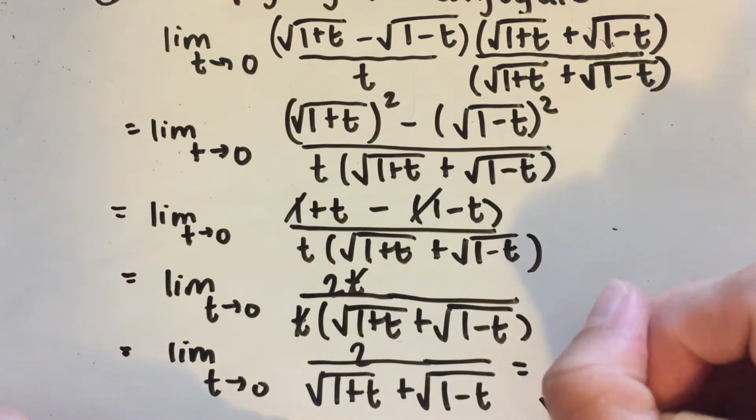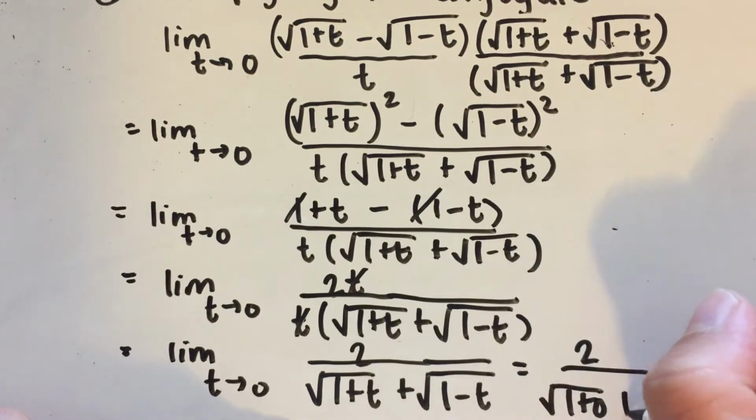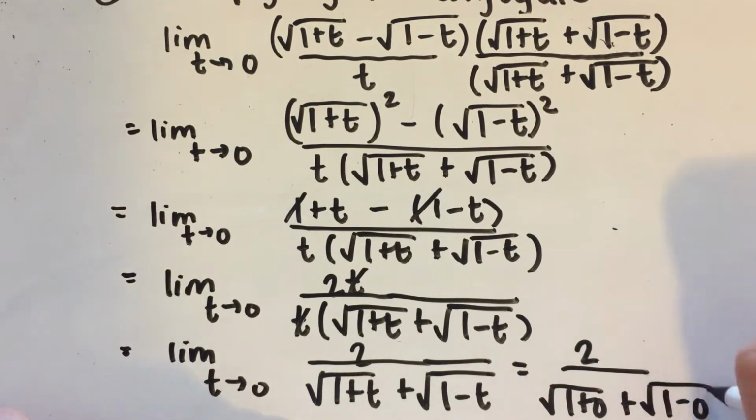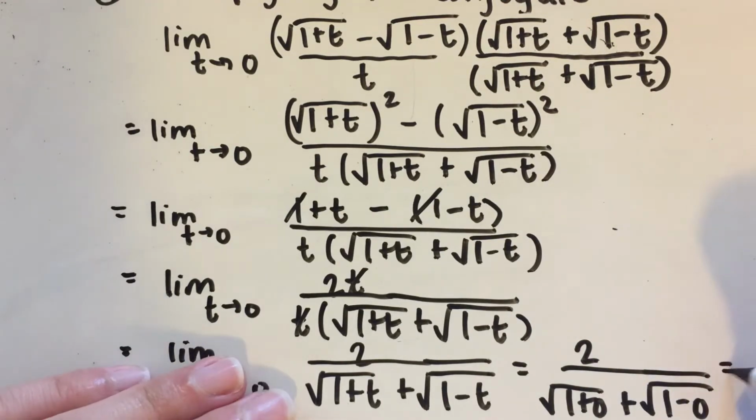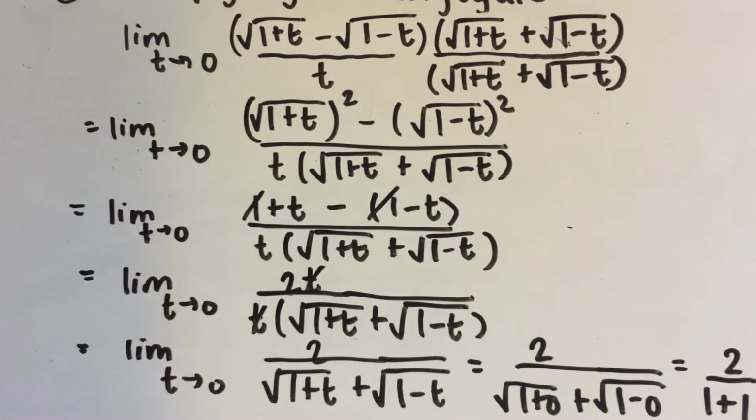So we get 2 over the square root of 1 plus 0 plus the square root of 1 minus 0. So this is 1 and this is 1. So we get 2 over 1 plus 1, which is 2 over 2, or just 1.